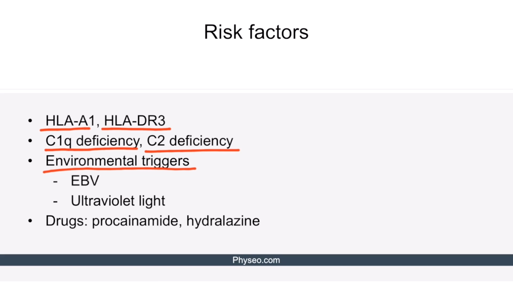Infectious agents include Epstein-Barr virus. Ultraviolet light can act as a trigger for autoimmune disease and is specifically important in producing the characteristic malar rash. Drugs such as procainamide and hydralazine can cause drug-induced lupus.